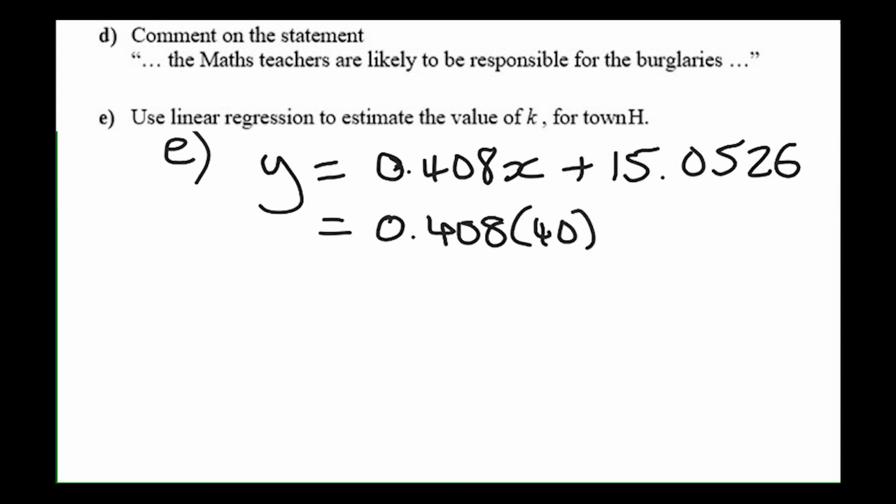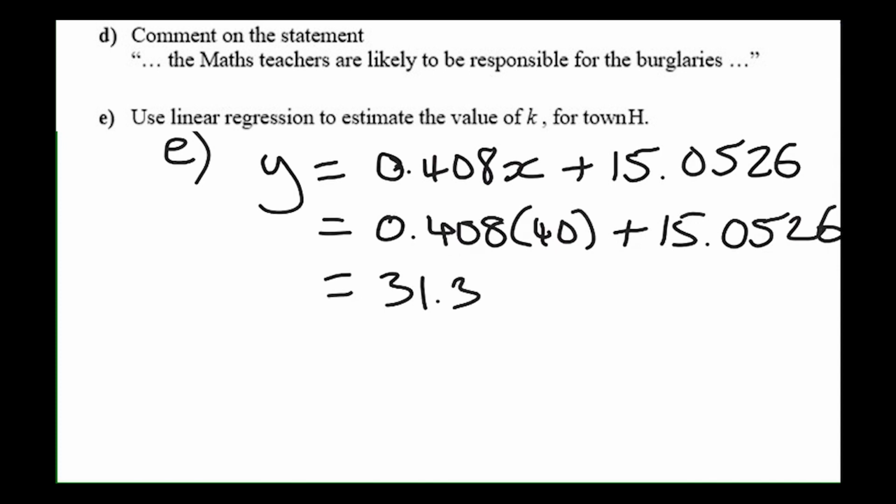So we'll just substitute those values here. So gradient of 0.408, intercept of 15.0526, and we'll just substitute x equals 40. When x equals 40, we get y equals 31.3726. So, using our regression line, that is our estimate of the number of burglaries that will be occurring in town H.